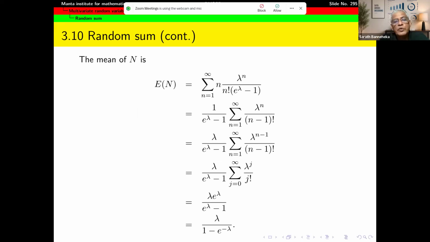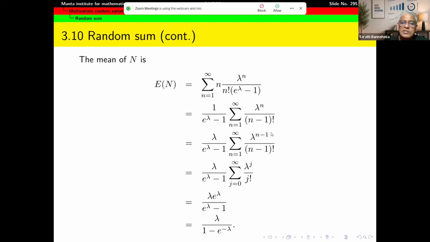Therefore, we can also get an expression for the expected value of n, because we need that to get the variance of the sum of x. So the expected value will be the summation over n from 1 to infinity of n times the mass function. Because the summation is going over n, you can take the parts which don't contain n out. Now, if you take one lambda out here, you get this expression. And now you can see that this has some well-known form of an expression.